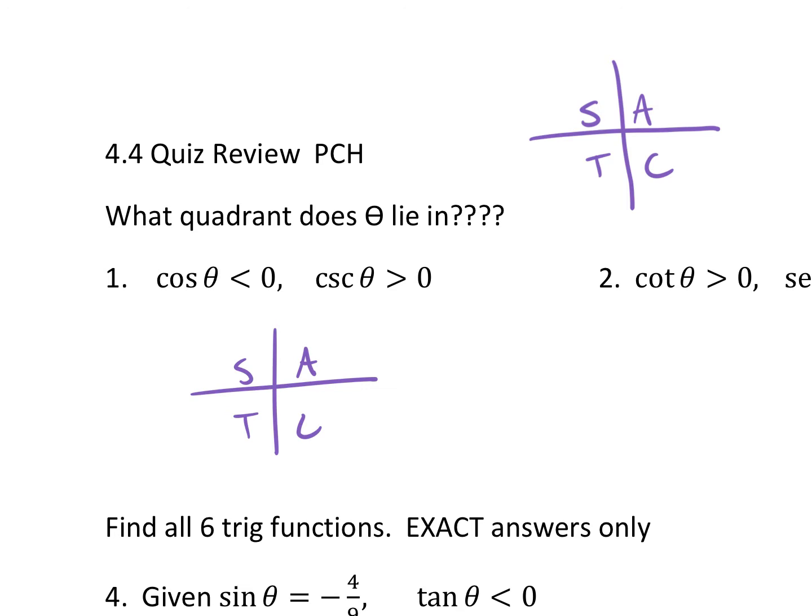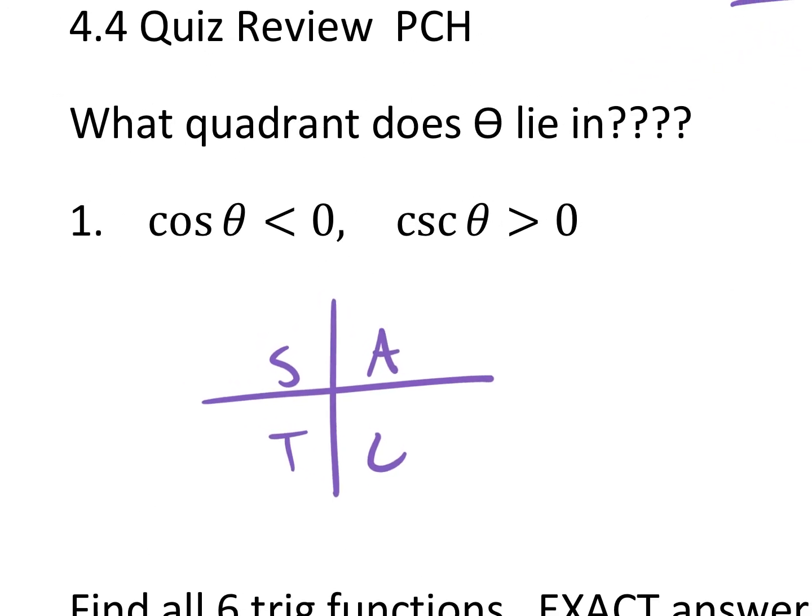In case we don't remember, these letters stand for what's positive in that quadrant. So in the first quadrant, all of our trig functions are positive. The second one, sine and its reciprocal are positive. Third quadrant, tangent and its reciprocal are positive. And then the last one, cosine and its reciprocal are positive.